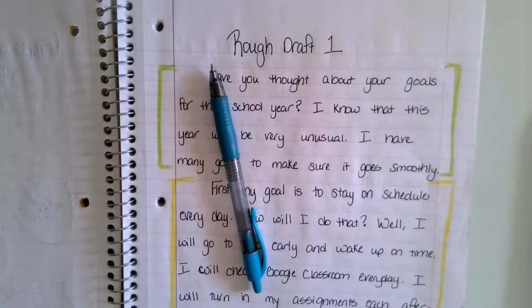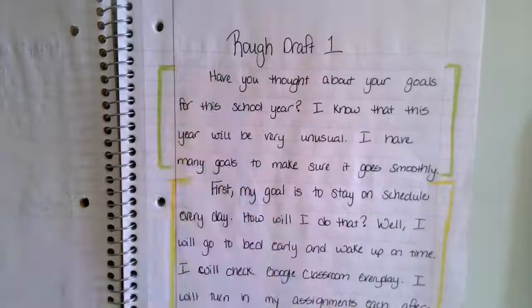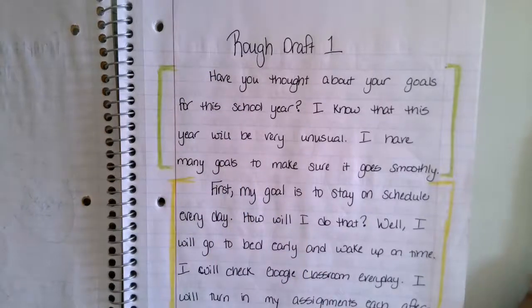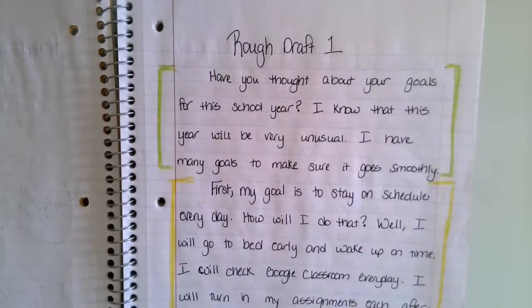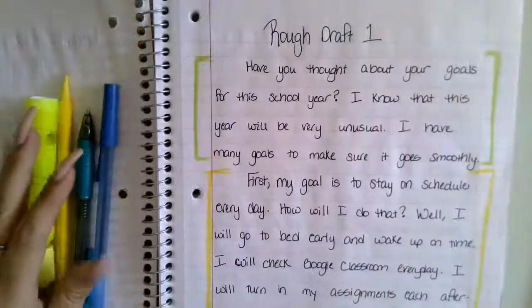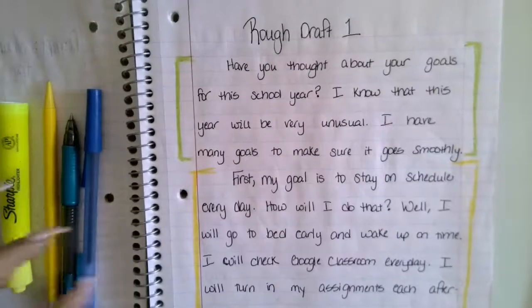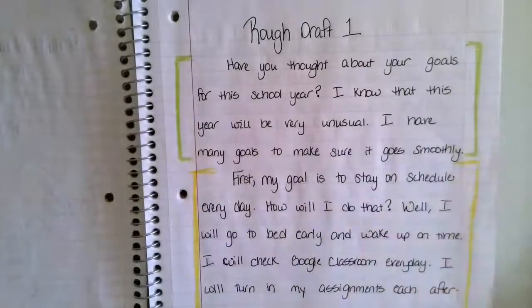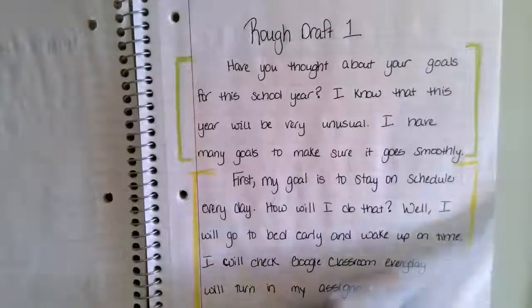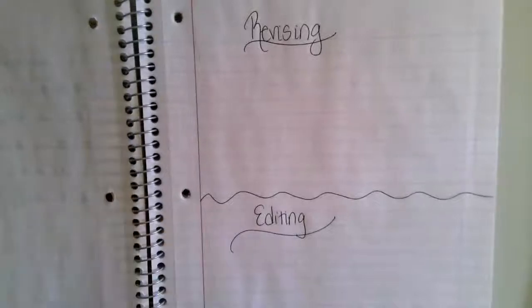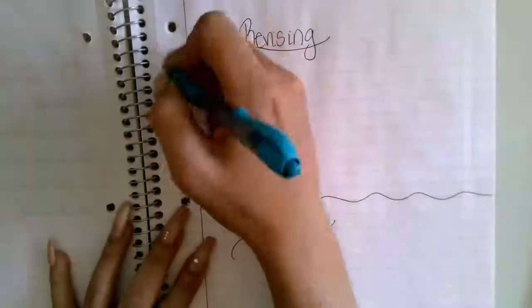Now, what I was saying is that for revising, we are still not looking at capitals or spelling or punctuation. What we're going to be looking at is the wording of our writing. Okay, so you will see on your Google Classroom that with revising there is a picture that's linked that's called ARMS.